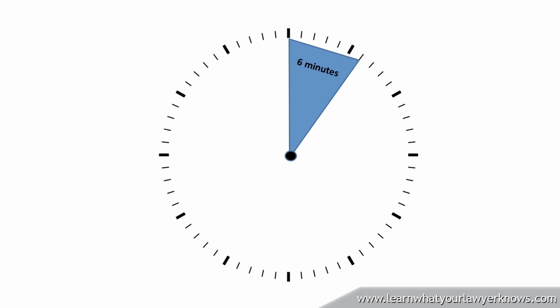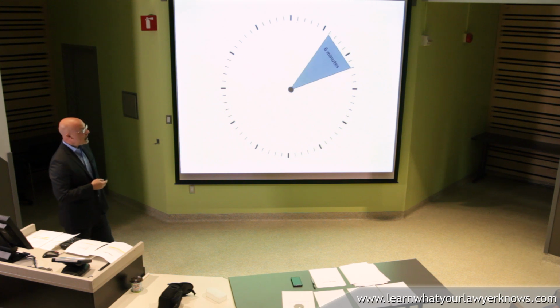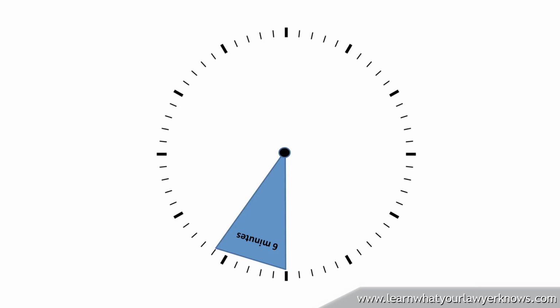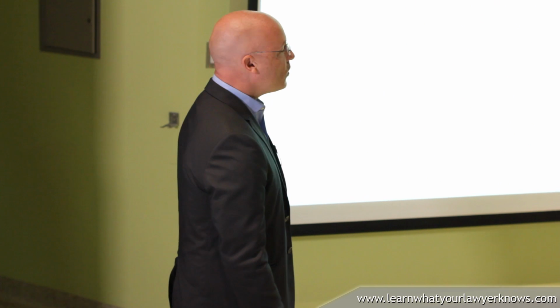This is a 6-minute interval on the clock. So every time a lawyer works on the file, they're billing you for every 6 minutes if they bill at tenths of the hour. Now, after 6 minutes, they bill you for the next 6 minutes. After that period of time, they bill you for the next 6 minutes, and so on. And as you can see, it goes on around the clock over and over. So let's break this down.